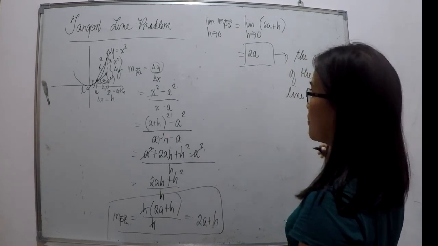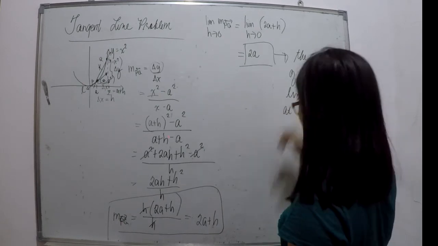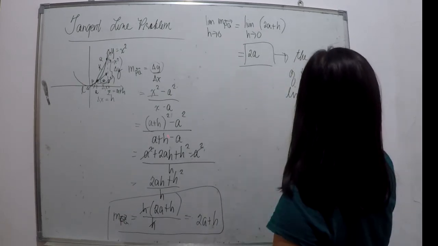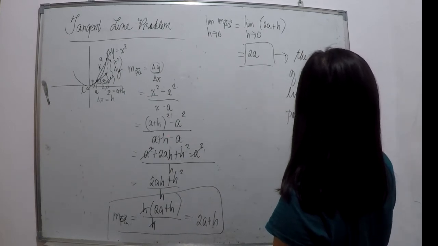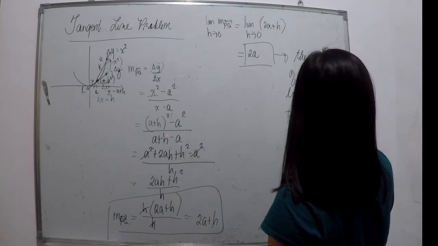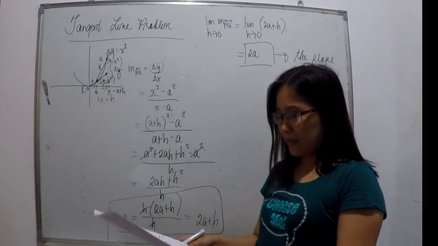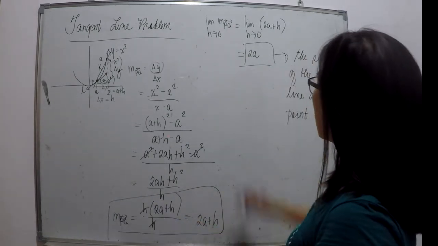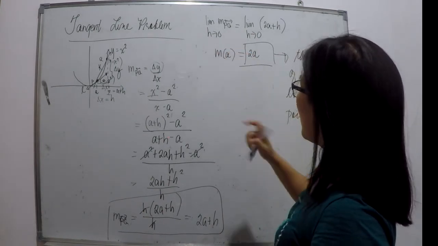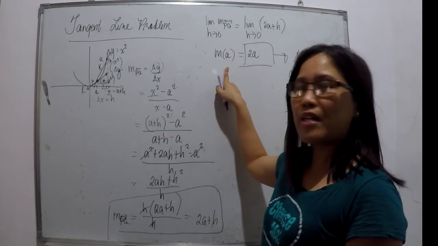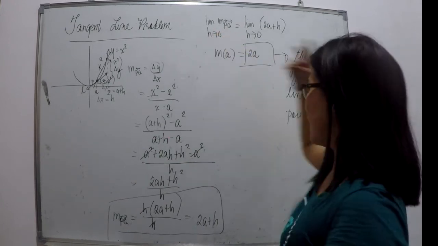at a point A, f of A. Okay? So this is m of A. We can have the notation as the slope of the tangent line. M of A is equal to 2a, which is actually the limit of the slope of the secant line.